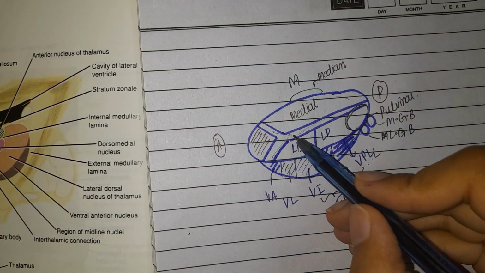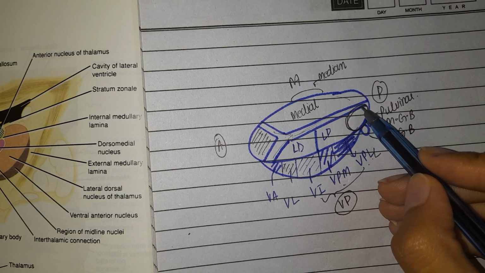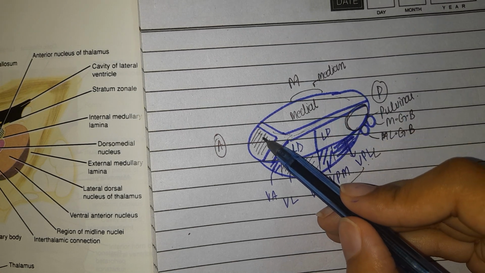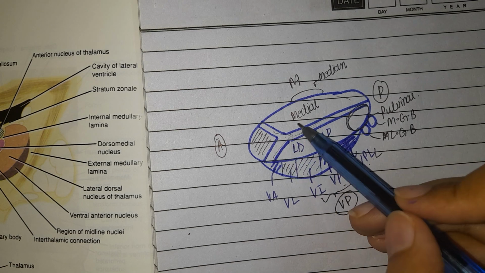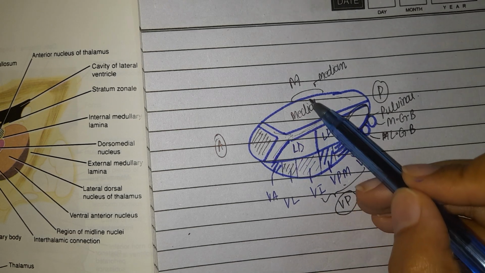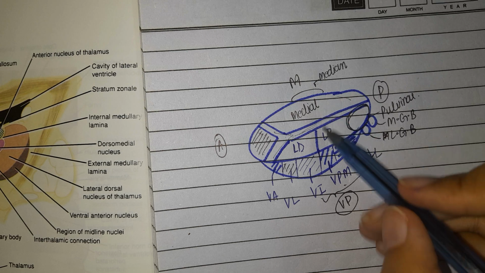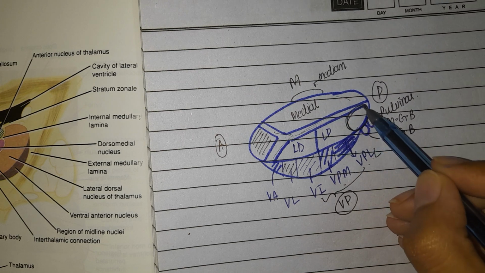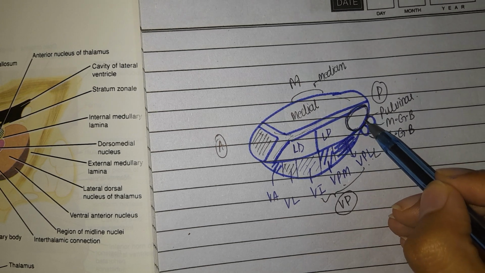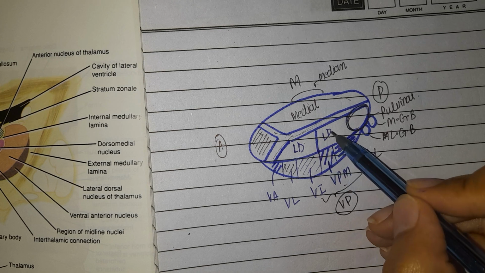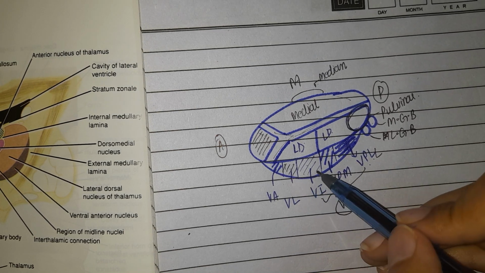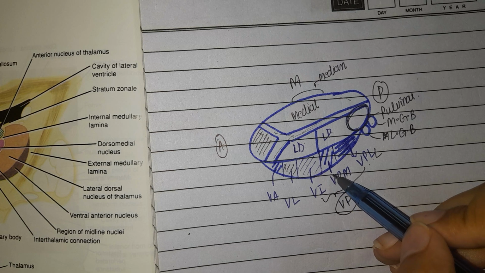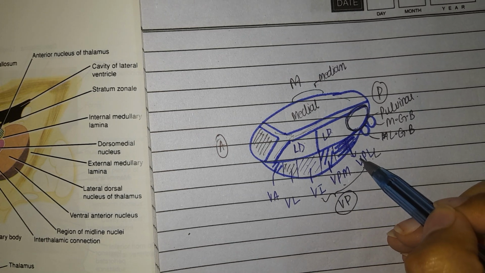By the internal medullary lamina, we divide it into anterior, medial and lateral portions. Anterior has no division, medial has divisions, which are medial and median. Lateral forms the posterior lateral portion, the pulvinar, then lateral dorsal and lateral posterior. Similarly, ventroanterior, ventrolateral, ventrointermediate, ventroposteromedial and ventroposterolateral nuclei.